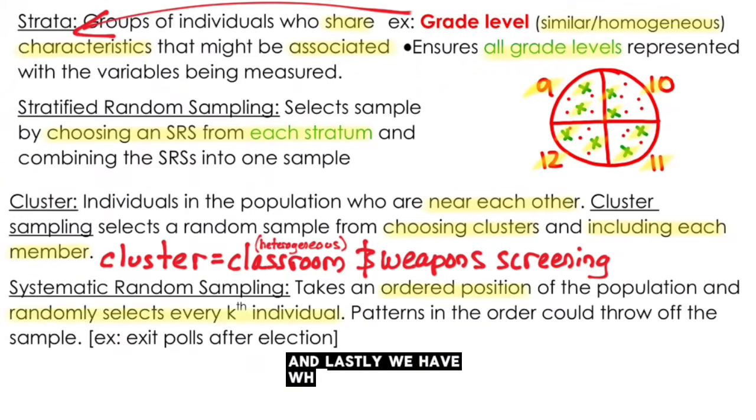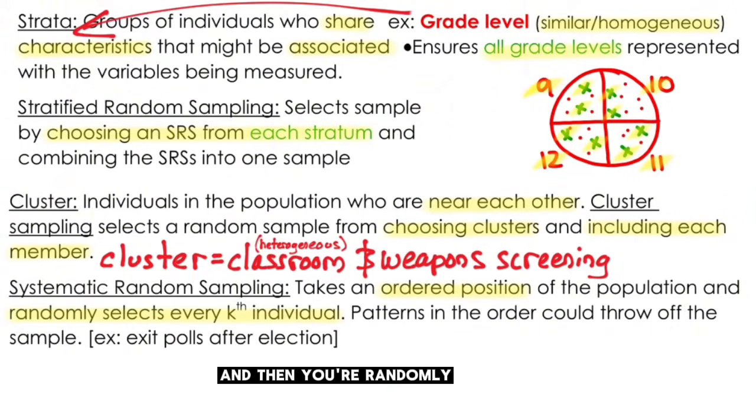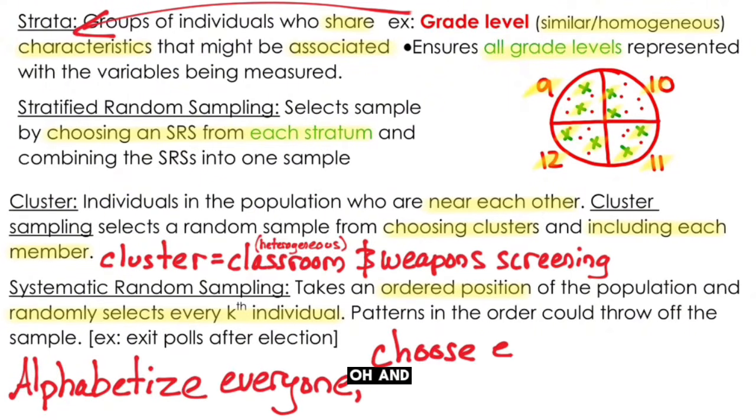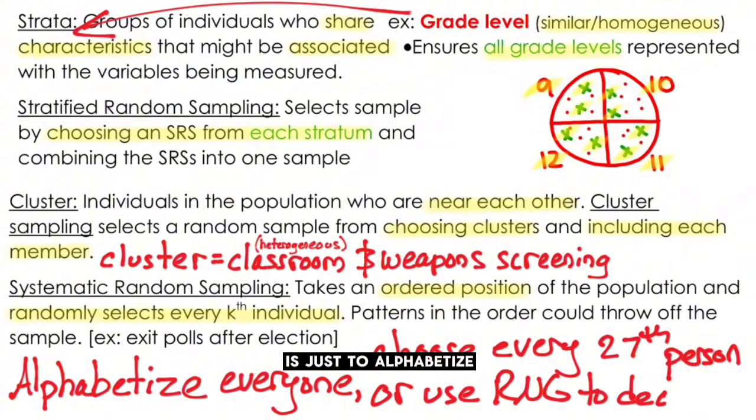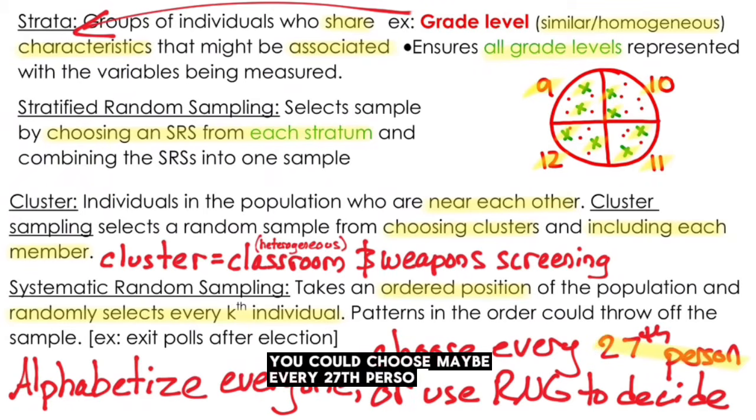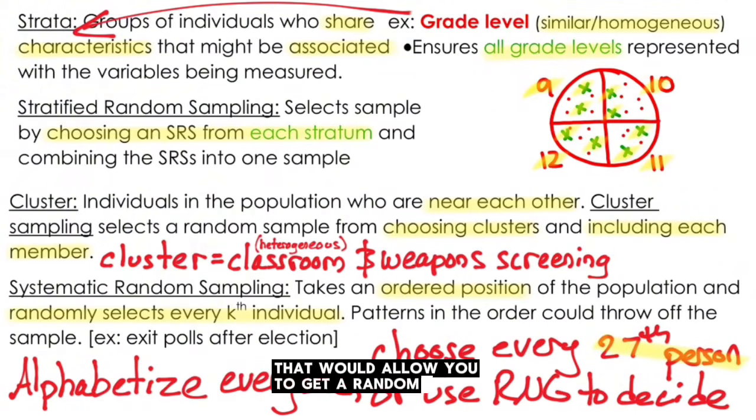And lastly, we have what is a systematic random sample, and that is where you would be taking all of your individuals and putting them in an ordered position, and then you're randomly choosing, let's say, every 5th individual, every 10th individual, or you use a random number generator to tell you which individual to take in that string of characters. Let's just go ahead and look at an example of how these come into play, and that will hopefully clear things up. Oh, and one other way of doing that is just to alphabetize everybody who is in that systematic random sample. So if everyone was just sorted based on their last names, you could choose maybe every 27th person from that list, and that would allow you to get a random sample.